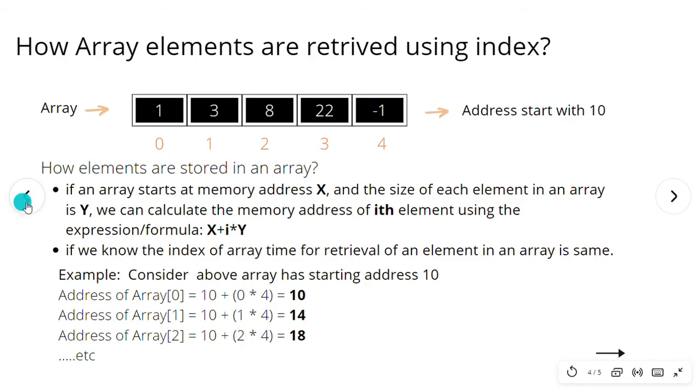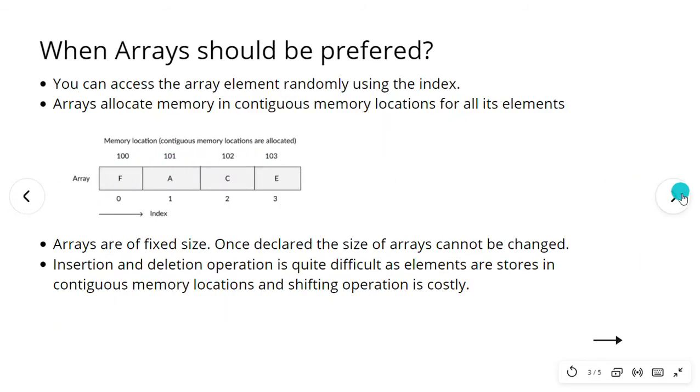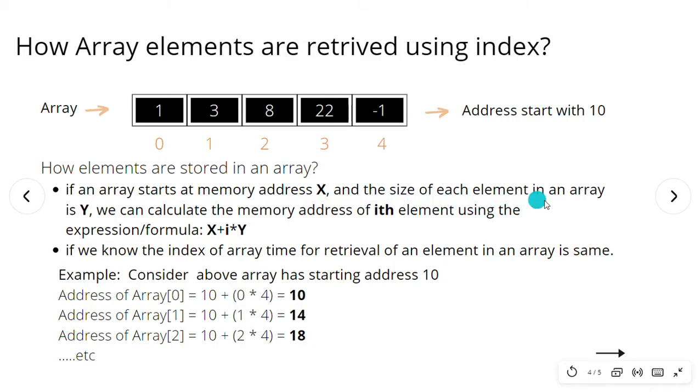Consider 100 here as X, and the size of each element in the array as Y. For an integer, the size is 4 bytes, so each bucket is 4 bytes. We can calculate the memory address of the ith element using the formula X plus I into Y. X is our starting address, I is the index, and Y is the size of each bucket, which is 4 for an integer. I have taken an example here.